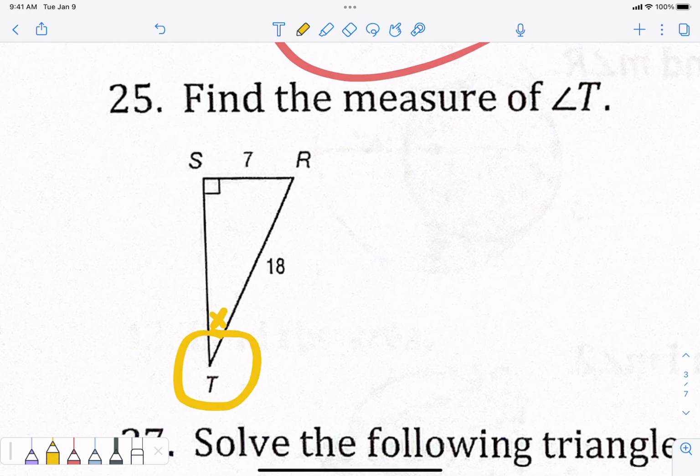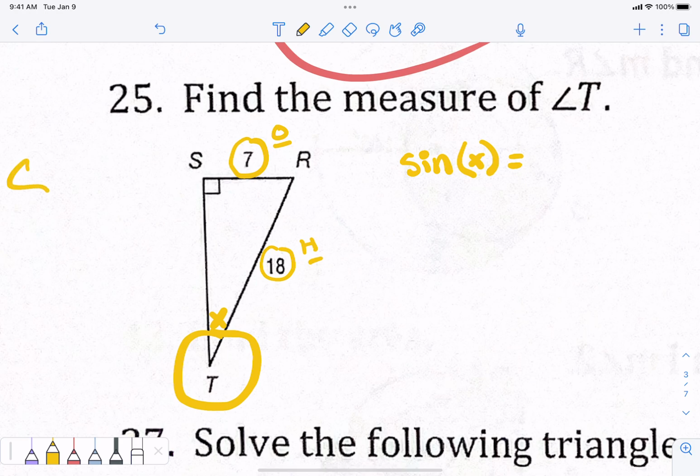The two things that we know is that this is 7, and that is opposite from angle X, and 18 is the hypotenuse. So we're still using a trig function. We're using O and H, and O and H is going to be sine, except this time we have sine of X because we don't know the angle. The angle has to go inside of there, but we don't know the angle. And then we do opposite over hypotenuse because that's what SOH is. Opposite over hypotenuse, so I do 7 over 18.